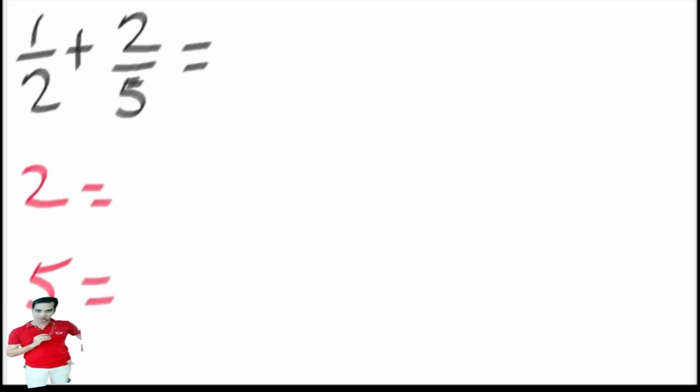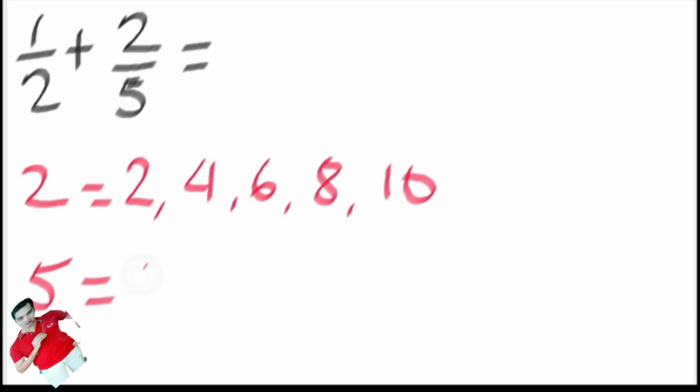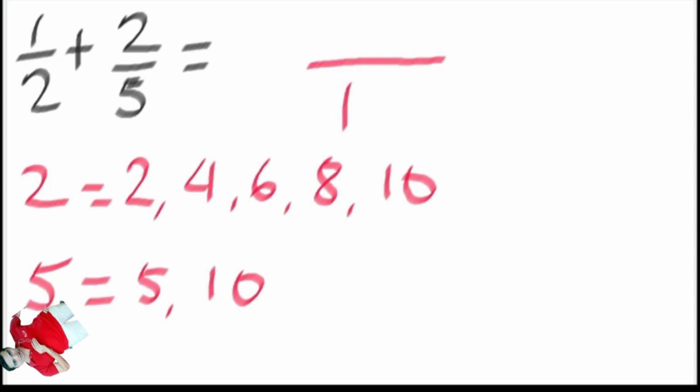So, multiples of 2: 2, 4, 6, 8, 10. Then 5: 5, 10. The first number that is the same in 2 and 5 is called the LCM. That is what we use in fractions to get the LCD, so we can change dissimilar to similar fractions. So, the denominator is 10.